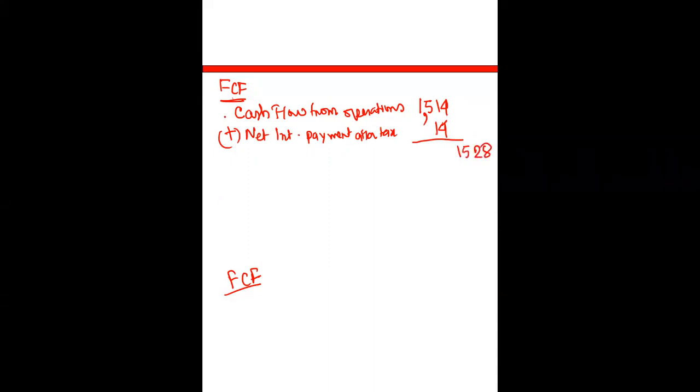1528. So actually, what is it? It is the operating income. And you see that we have made an adjustment. It is not directly from the cash flow statement. We have added the interest payment. Now we have to find out the investment in operations. Okay. So let's see what the investment in operations is.